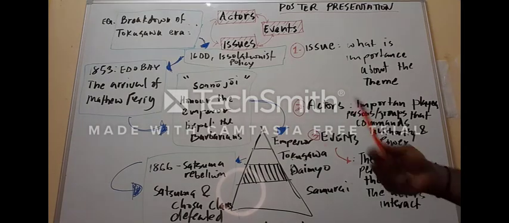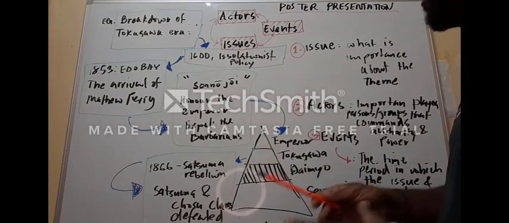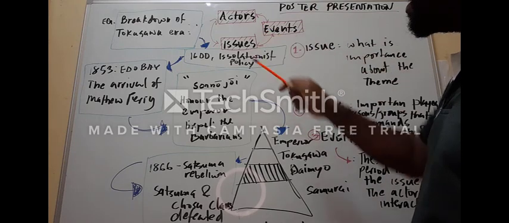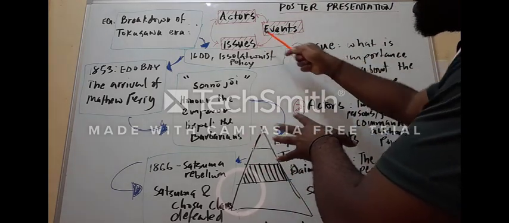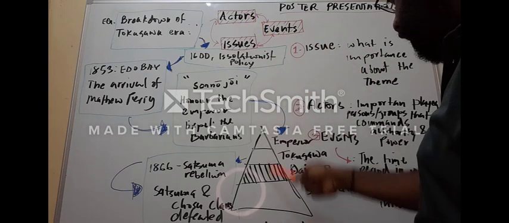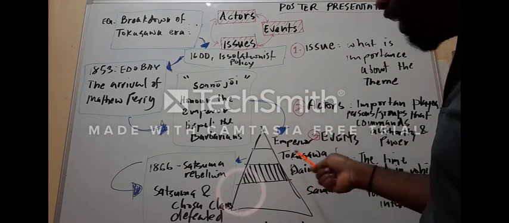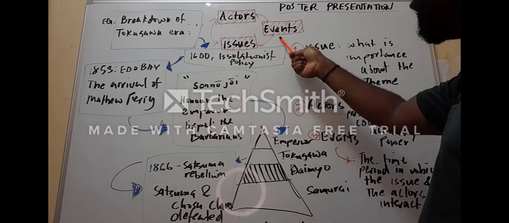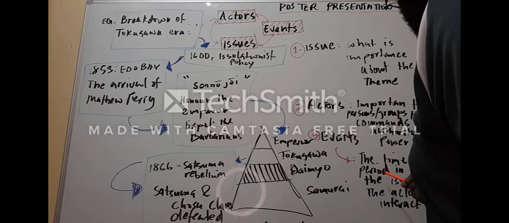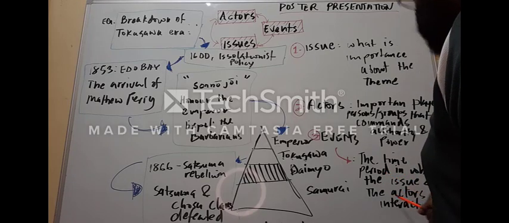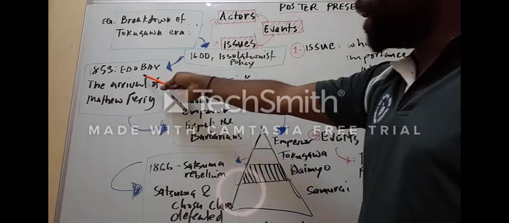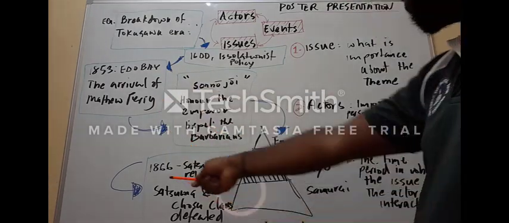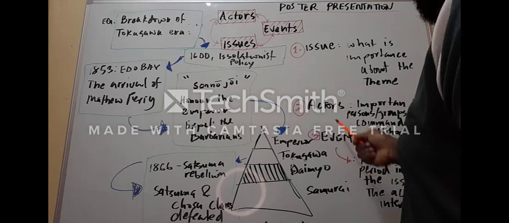So, in your poster presentation, what I want to see is you making sense of the indicators here. I want to see a relationship of the indicators. Who are the actors here? For example, the main actors in play would be the daimyos and the Tokugawa shogunate. Events, the time period in which the issue and the actors interact, would be after 1853, which is the arrival of Matthew Perry, up until 1866. Let's say the events, the actors, and the issue.